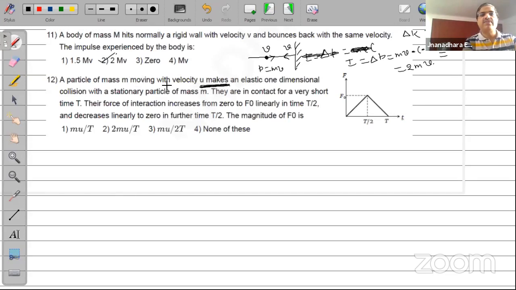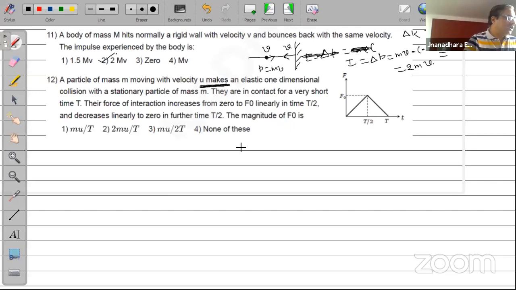A particle of mass m moving with velocity u makes an elastic one-dimensional collision with a stationary particle of mass m. They are in contact for a very short time t. Their force of interaction increases linearly in time from 0 to f0 up to t by 2 and decreases linearly after this. The magnitude of f0 is, okay, magnitude of f0 is. It's a nice question to really answer.